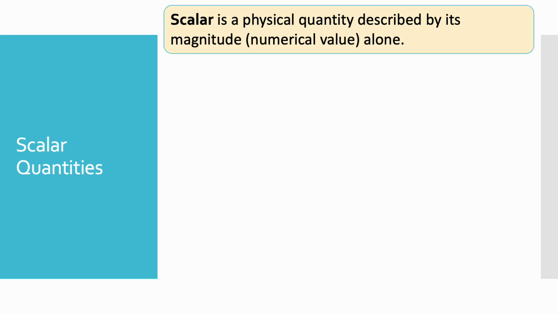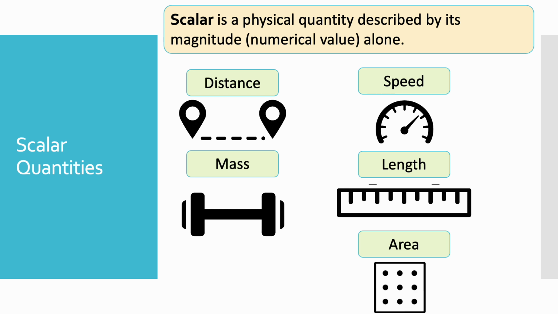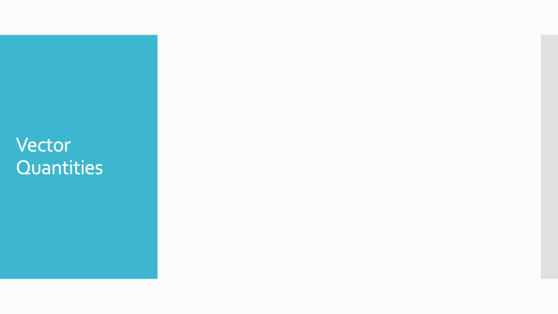A scalar quantity is described entirely by its numerical value or magnitude. No direction is involved. For example, distance, speed, mass, length, area. All these are scalar quantities. If I say the car traveled 5 kilometers, that tells us how far but not in which direction. Scalars are simpler to work with, but they don't give the complete picture in motion analysis.